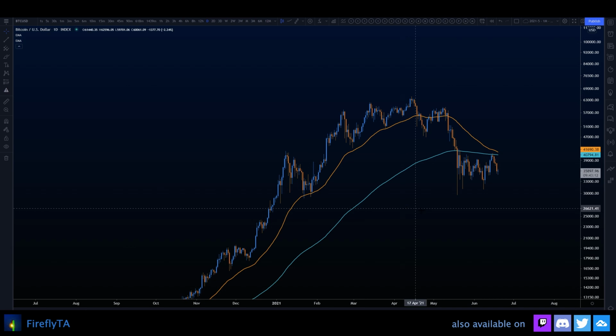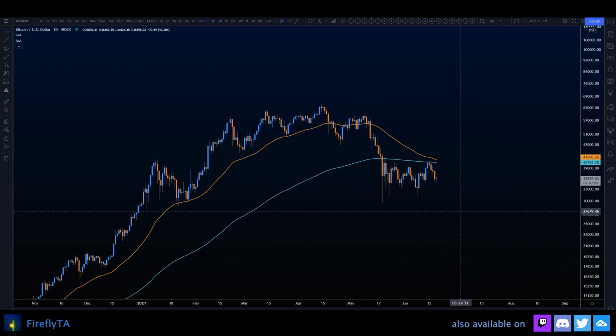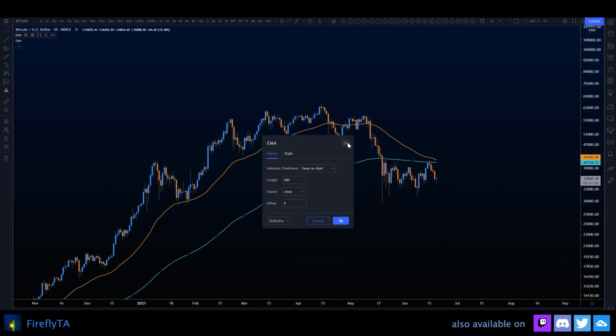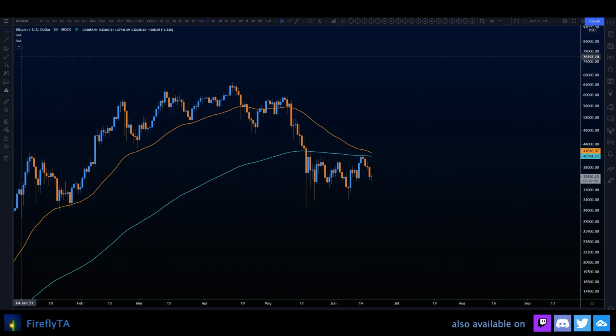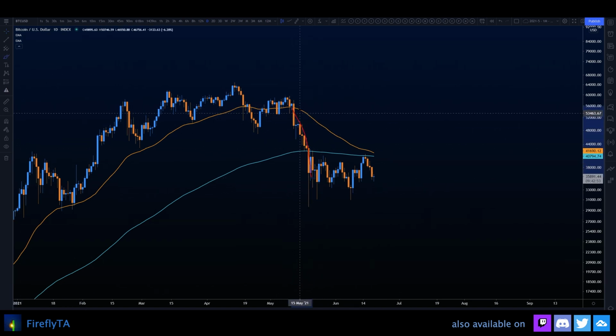Always think about what do these lines tell you? The shorter EMA, the orange one, tells you about the short-term trend. The short-term trend, because it's a shorter term. Of course, when you see downside price action, it's going down slowly. So it tells you we are in a downtrend.